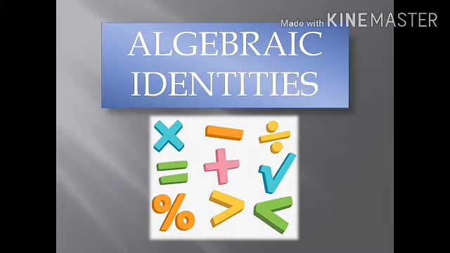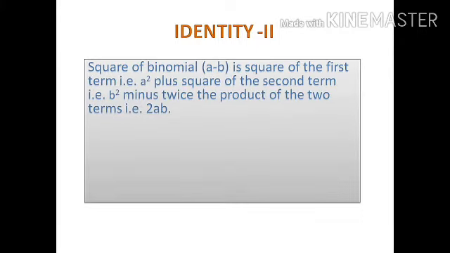Dear children, in the previous video, you have learned about identity 1. Here in this video, you will learn identity 2, which arises as a product of binomial a minus b with itself. The square of binomial a minus b is the square of the first term, that is a squared, plus the square of the second term, that is b squared, minus twice the product of the two terms, that is 2ab.